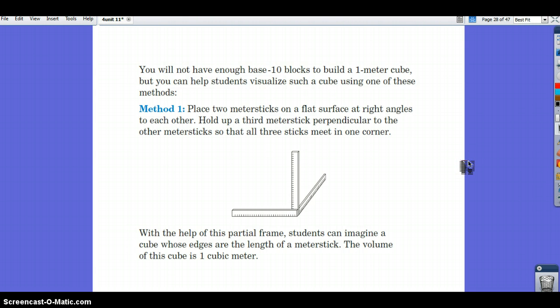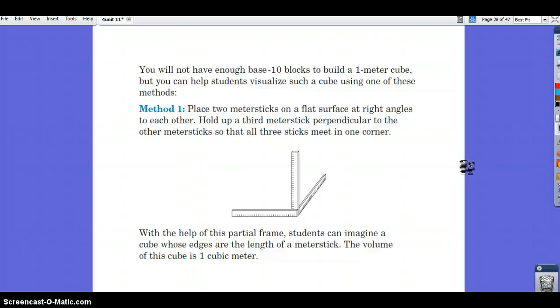You will not have enough base 10 blocks to build a 1 meter cube, but you can visualize such a cube using one of these two methods. So with your partner, place 2 meter sticks on a flat surface at right angles, a 90-degree angle. Hold up a third meter stick perpendicular to the other meter sticks so that all 3 sticks meet in one corner, like the picture shown.